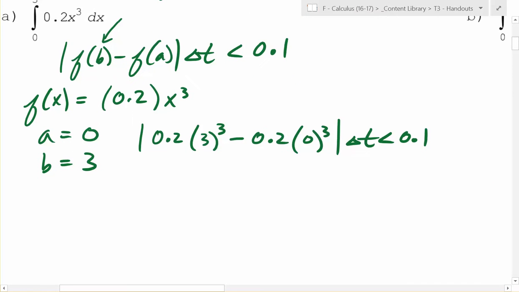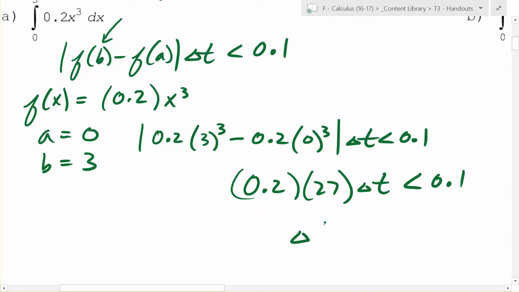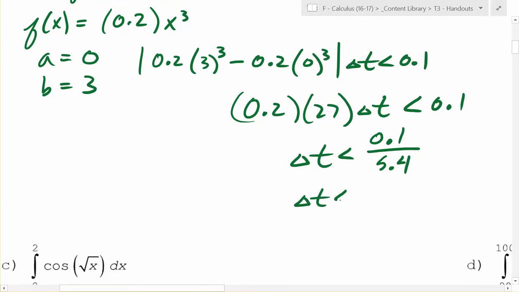You could use your calculator to figure this out. So what is it going to be? 0.2 times 27 times delta t has to be less than 0.1. So what does delta t have to be less than? 0.1 divided by what? 5.4. Is that 5.4? Yeah. So if you do that decimal out, delta t has to be less than what? 0.018518. Like that, right? So delta t has to be less than that.